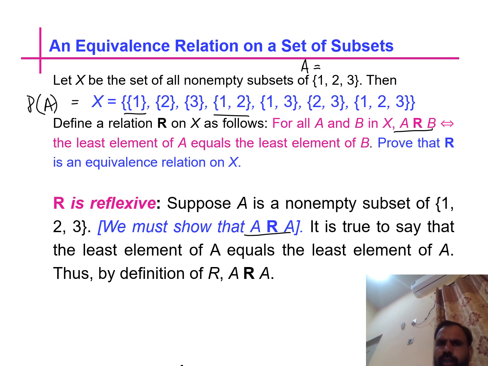We define a relation R on X as follows. For all A and B in X, A is related to B if and only if the least element of A equals the least element of B. We prove that R is an equivalence relation on X. R is reflexive, so suppose A is a non-empty subset of {1, 2, 3}. We must show that A is related to A. It's true to say that the least element of A equals the least element of A. Thus, by definition of R, A is related to A.